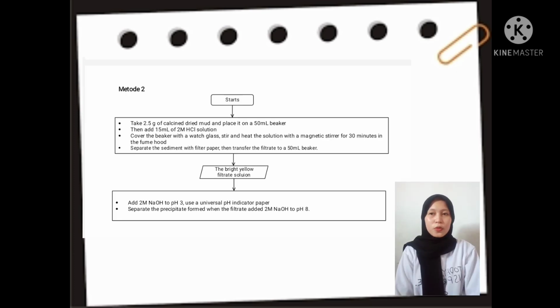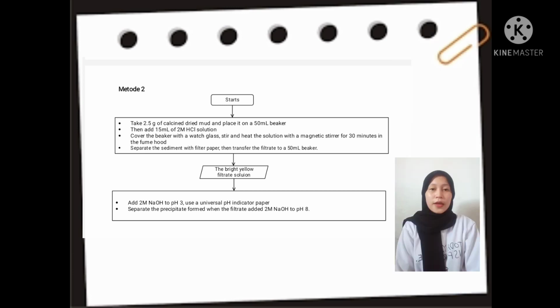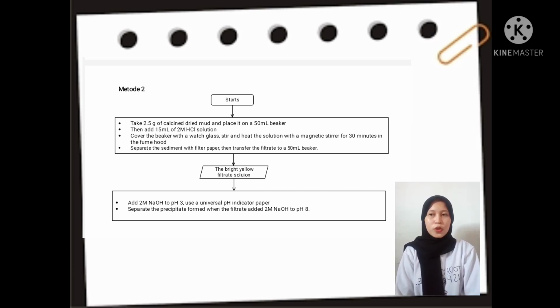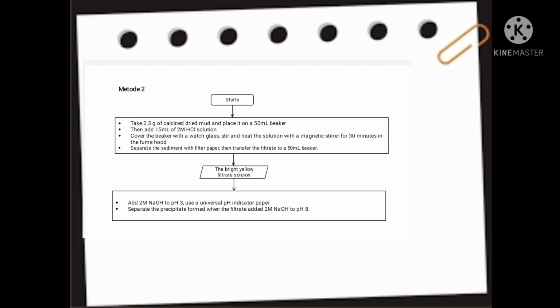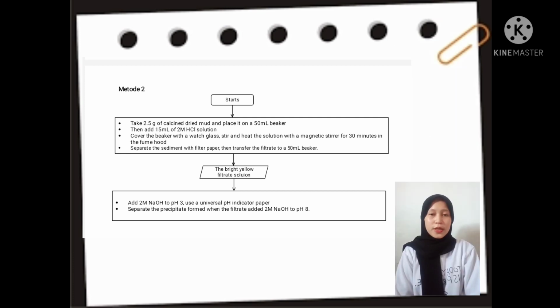Method 2. First, take 2.5 gram of calcined dry mud and place it in a 50 ml beaker. Then add 15 ml of 2M HCl solution. Cover the beaker with a watch glass, stir and heat the solution with a magnetic stirrer for 30 minutes on the flame hot plate. Separate the sediment with filter paper, then transfer the filtrate to a 50 ml beaker. Next, add 2M NaOH to pH 3. Use universal pH indicator paper.